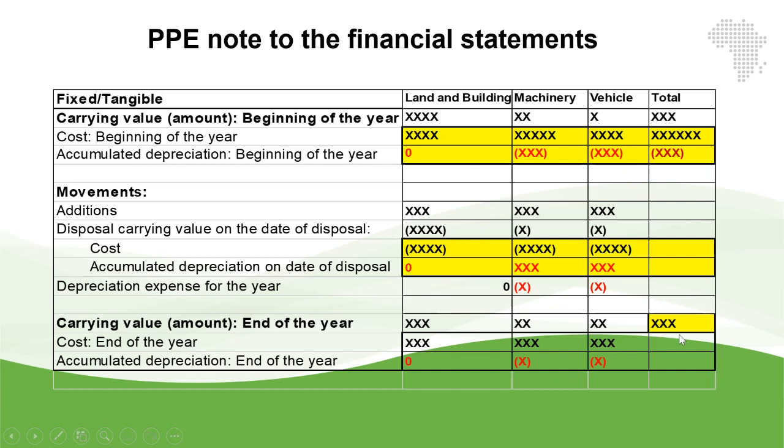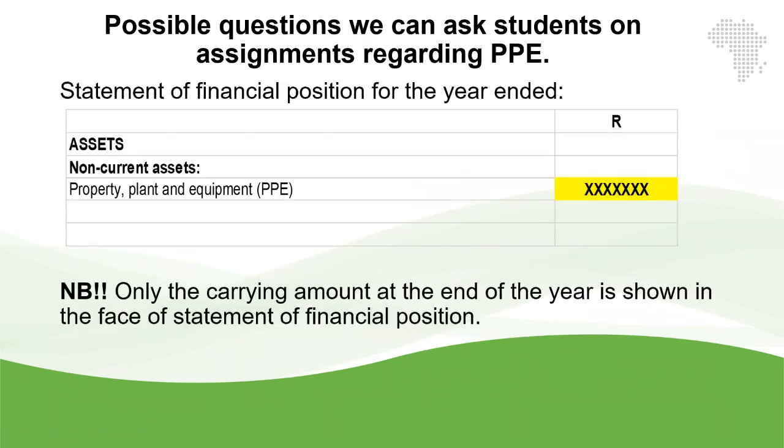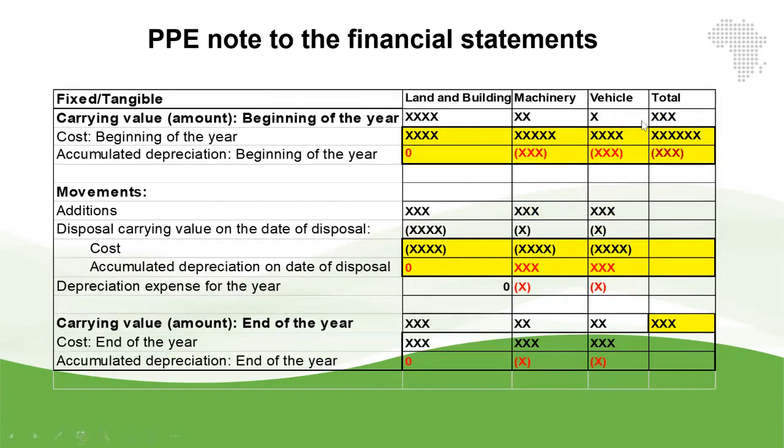This is the one that we're going to disclose on the statement of financial position at the end of the year. We say property, plant and equipment, and we put that figure here, which is the carrying value. That's why we are saying here NB, only the carrying amount at the end of the year is shown on the face of the statement of financial position, so that you don't get confused and take the carrying value at the beginning of the year. No, we are concerned with the one at the end of the year.